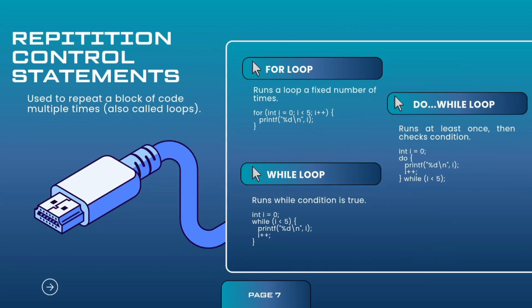Repetition control statements used to repeat a block of code multiple times, also called loops. For loop runs a loop a fixed number of times. While loop runs while condition is true. Do while loop runs at least once, then checks condition.